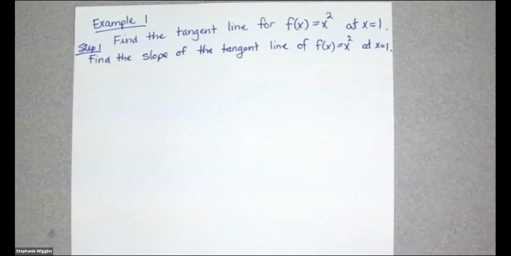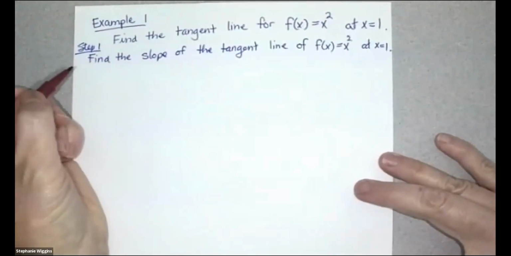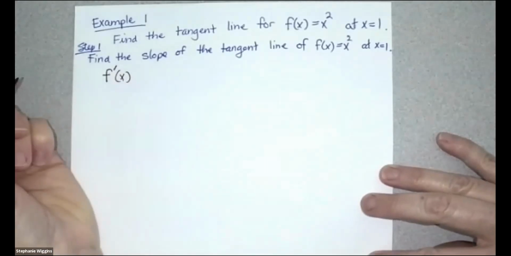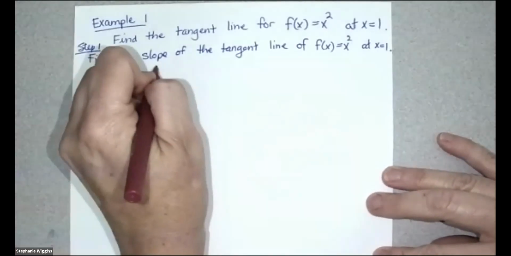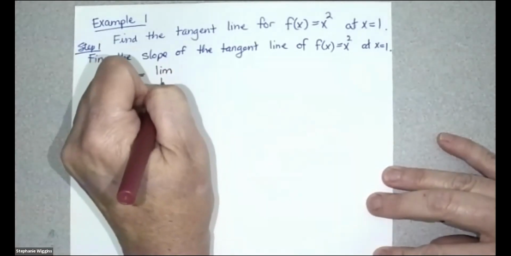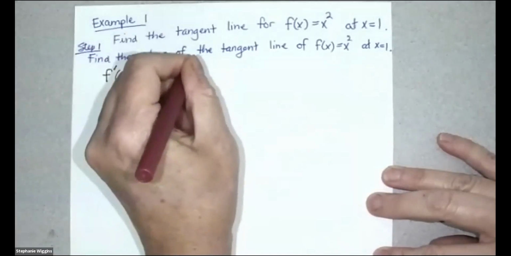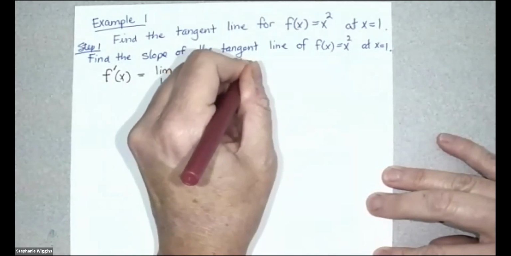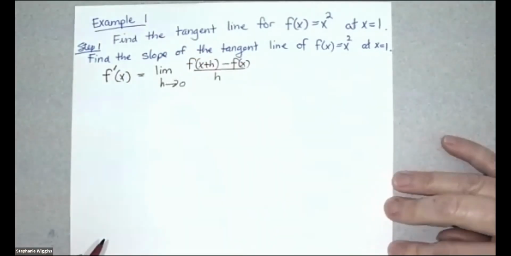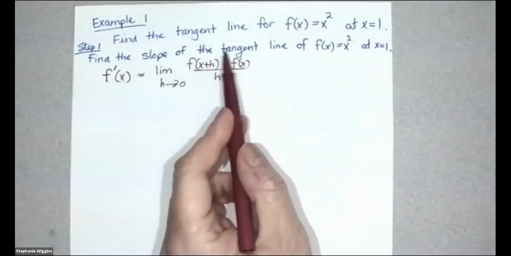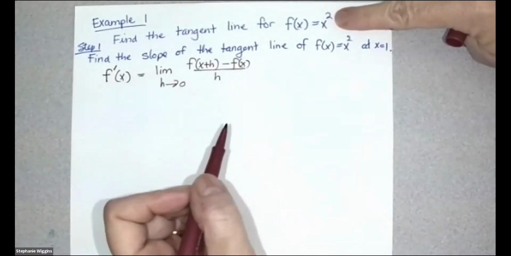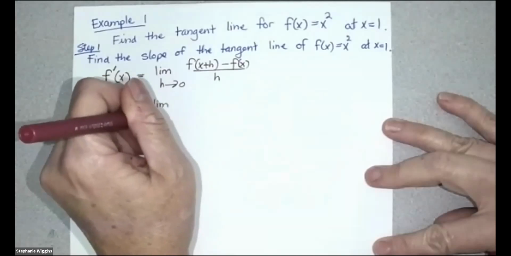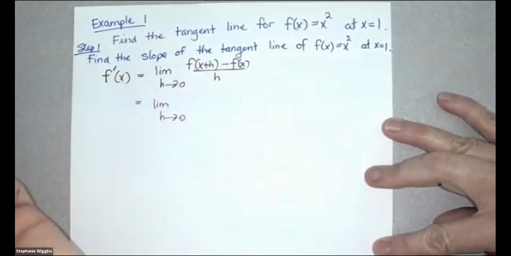This is the derivative, and the notation for the derivative is f prime of x. Remember, by definition, it's the limit as h approaches 0 of our difference quotient, f of x plus h minus f of x, divided by h. So I need to calculate this difference quotient for our function. That would be the limit as h approaches 0.